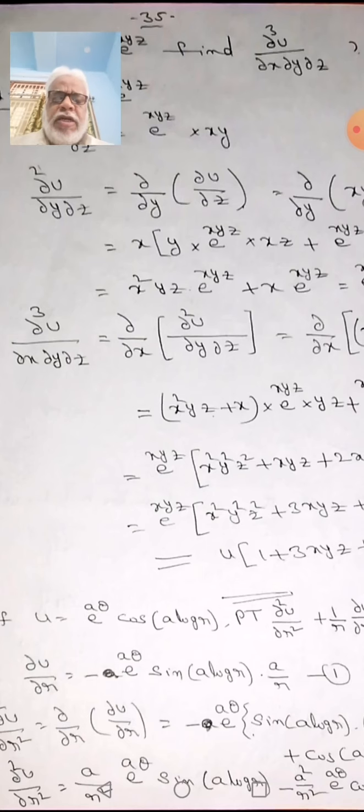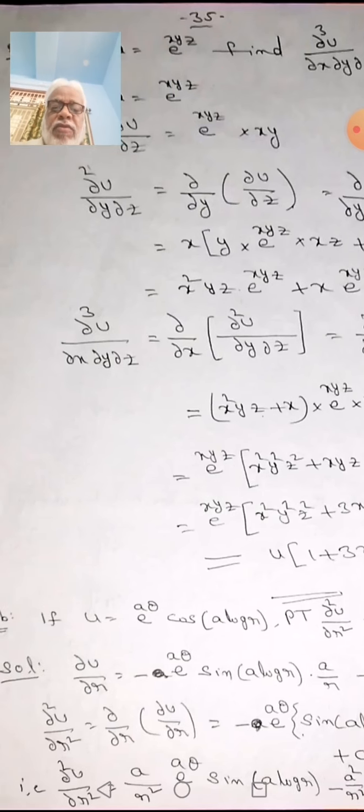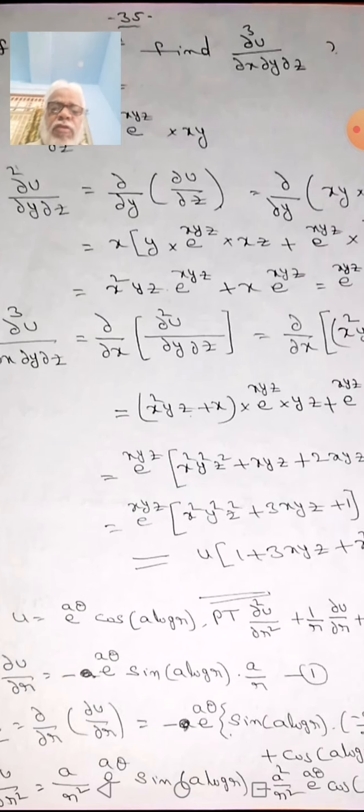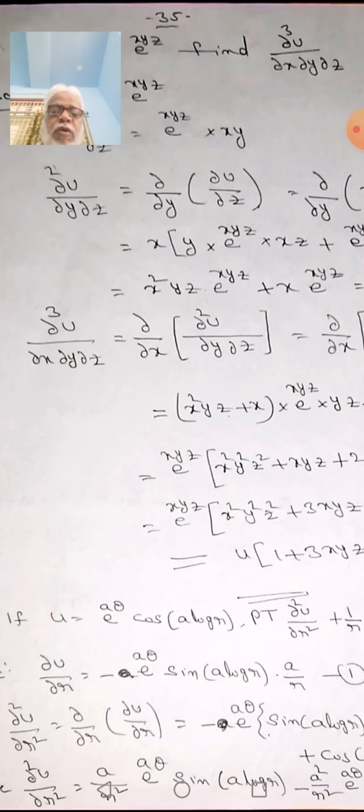Just concentrate on what terms are variables. Here u is in theta and r. So u is equal to e power a theta cos of a log r. The variables are theta and r. The remaining a is a constant. Cos is the trigonometric function and we take the derivative for log r as well. In this question, dou u by dou r is there.